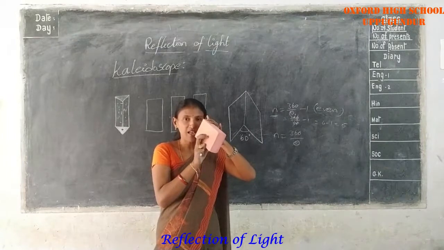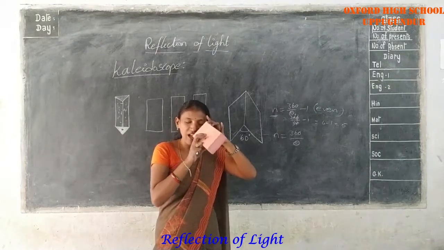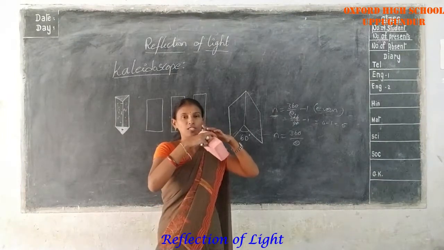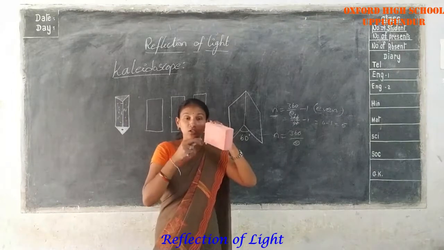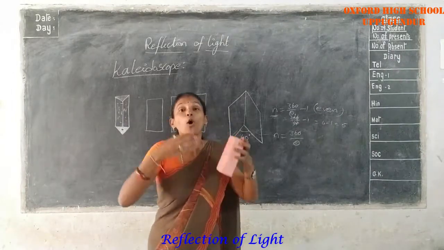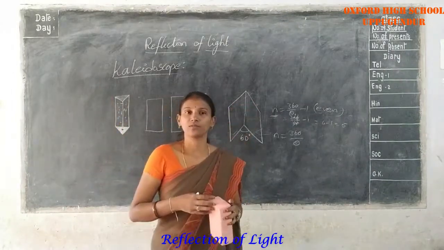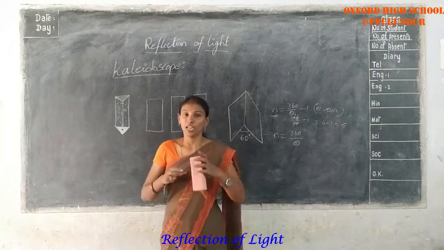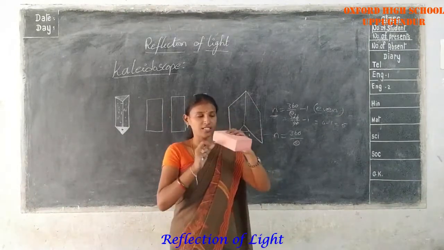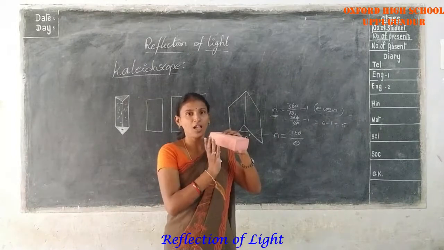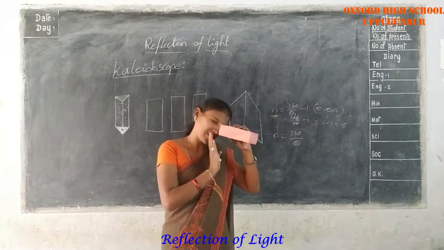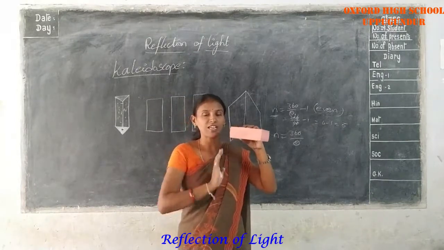Slowly you rotate, and again you are observing the inside of the object. What do you observe? You observe more images. Okay, in the first case, what do you observe? You just did not rotate the kaleidoscope, you are just observing the image inside of the object.